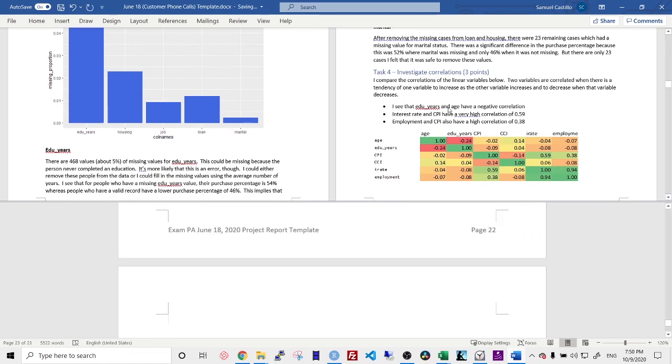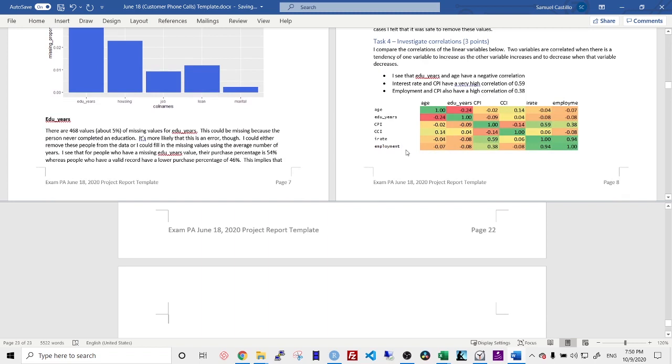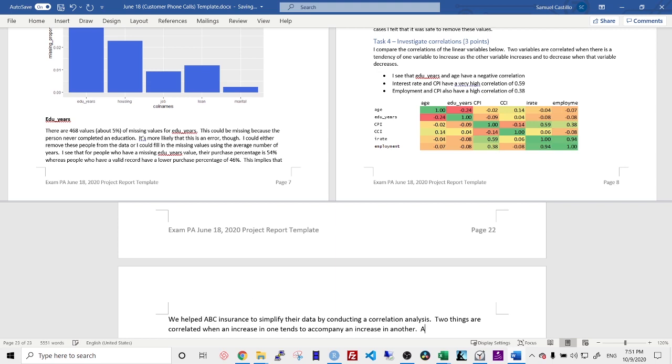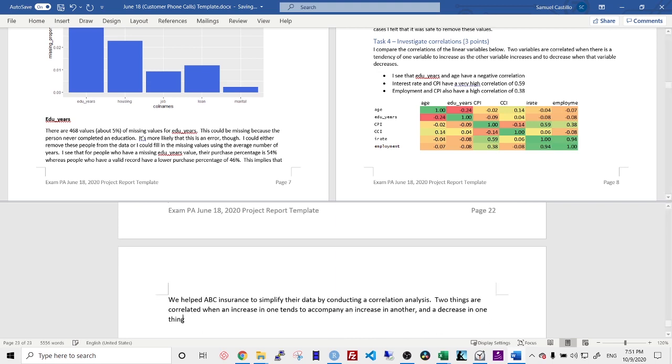So what did we do? We compared the correlations of the economic variables. So how do you say this? We helped ABC Insurance to simplify their data by conducting a correlation analysis. Two things are correlated when an increase in one tends to accompany an increase in another, and a decrease in one thing tends to accompany a decrease in the other thing.